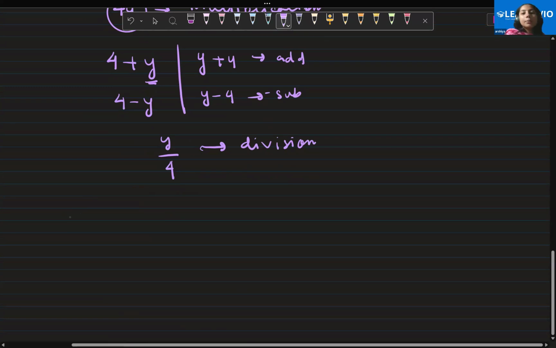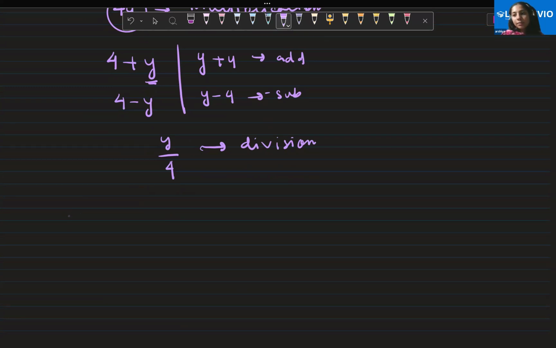Let's say there is something written like z times 7. How will you write it? Times basically means multiplication, right? So you will write it as 7z.